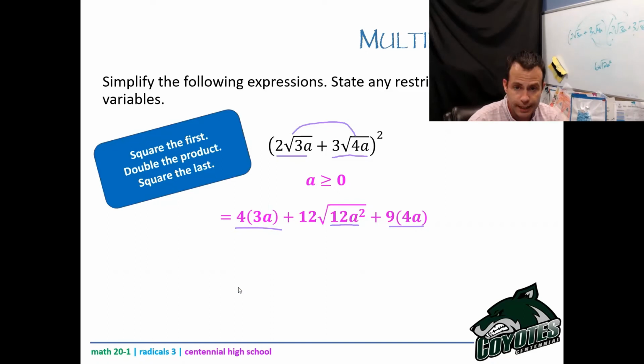So now let's look at it visually. I've got my 12a, I've got my 16a. That's a mistake because 9 times 4 is definitely 36. Sorry about that.